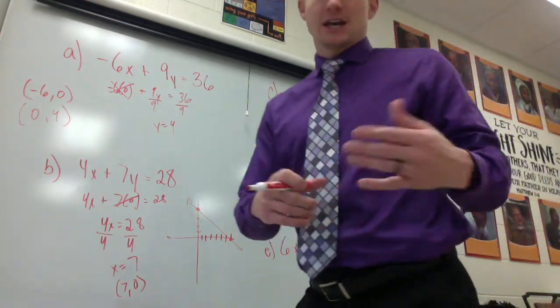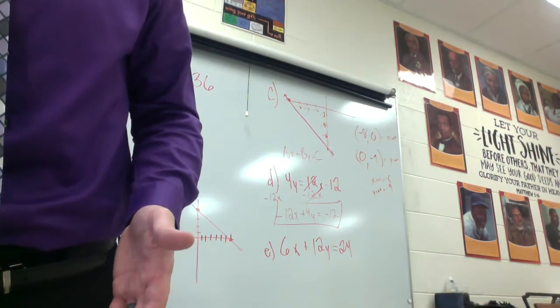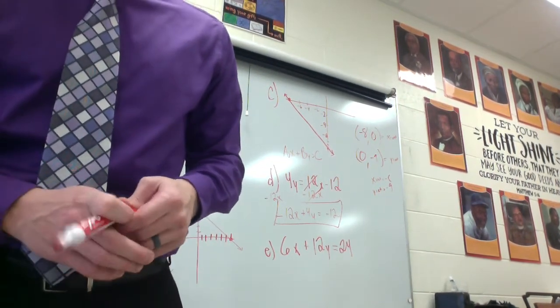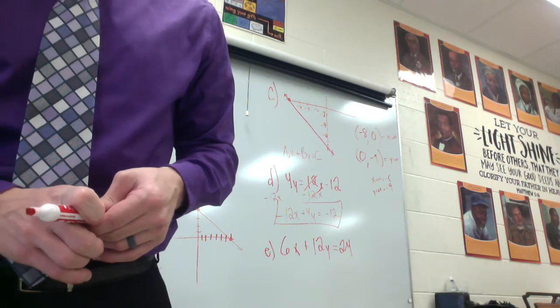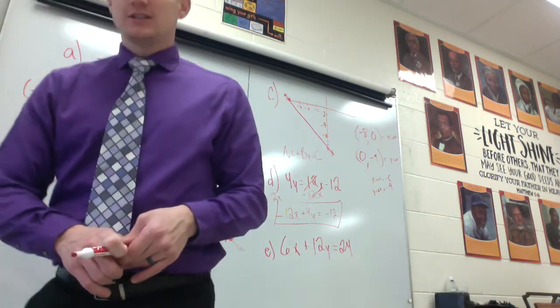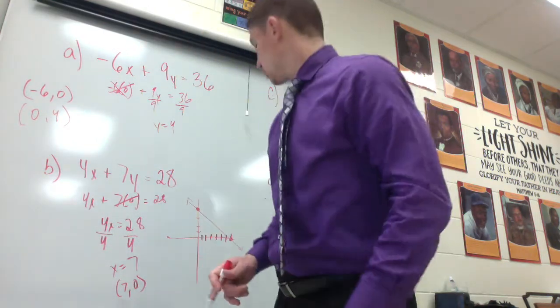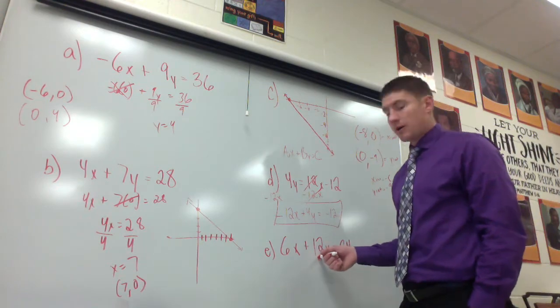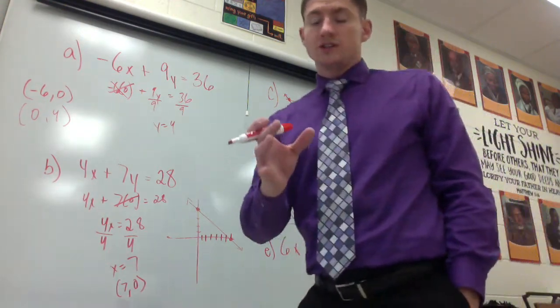Lastly, in letter E, it's got another application that is similar to the one in example 5. Letter E says, Herva jogs 6 miles per hour and bikes 12 miles per hour. The equation 6x plus 12y equals 24 shows that she has gone a total of 24 miles. Find the intercepts and explain what each means. So she jogs 6 miles per hour, she rides a bike 12 miles per hour, to a total of 24.